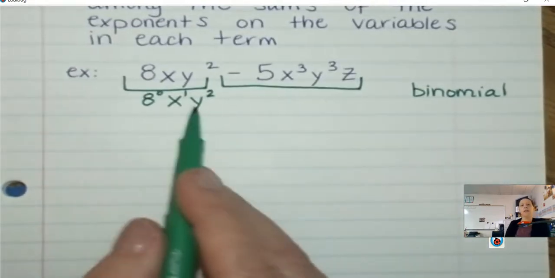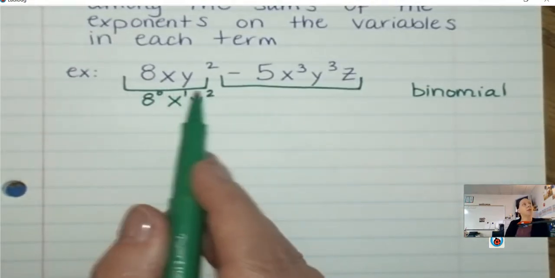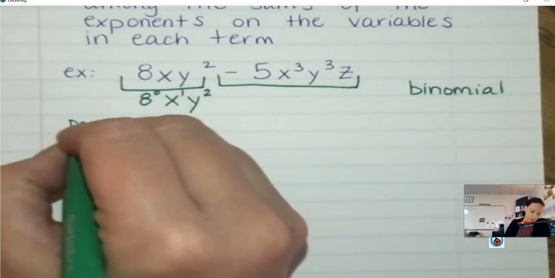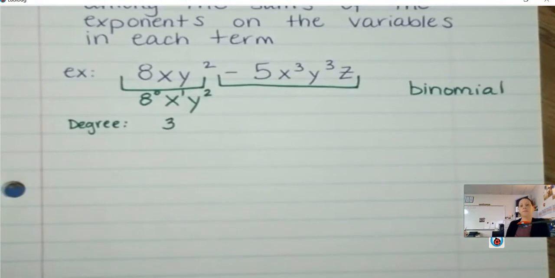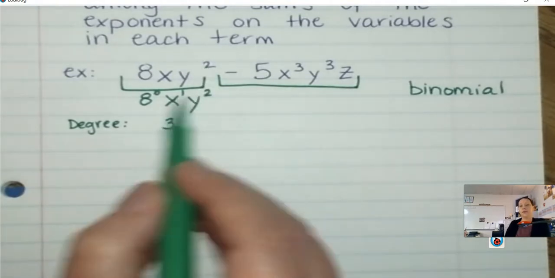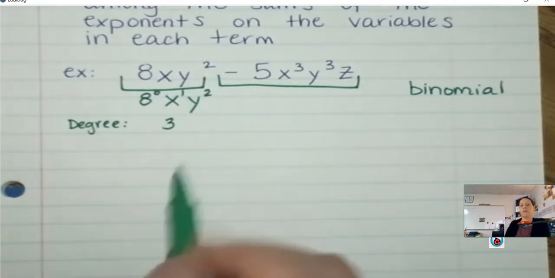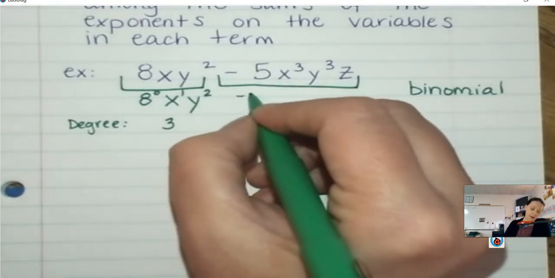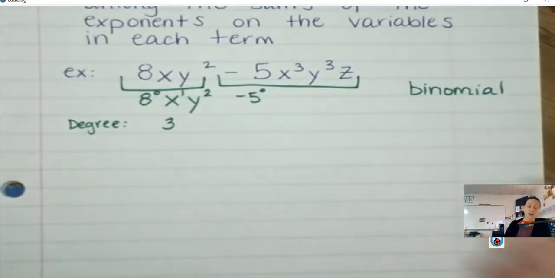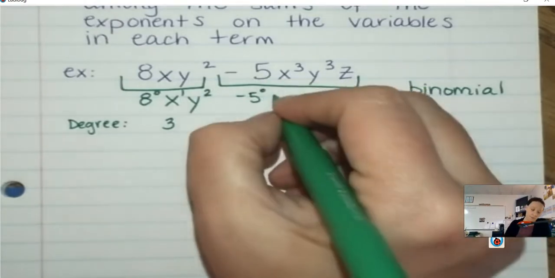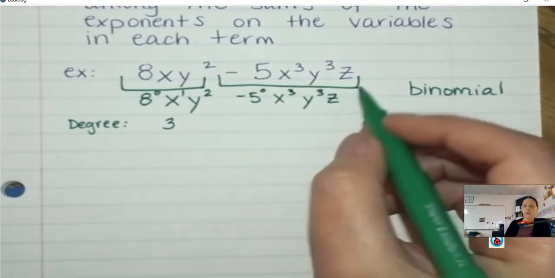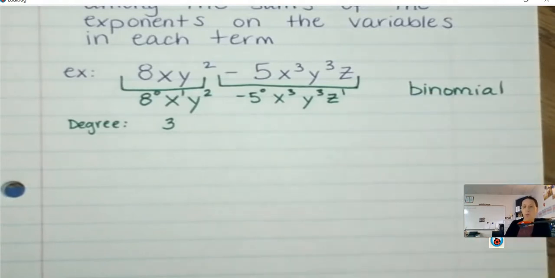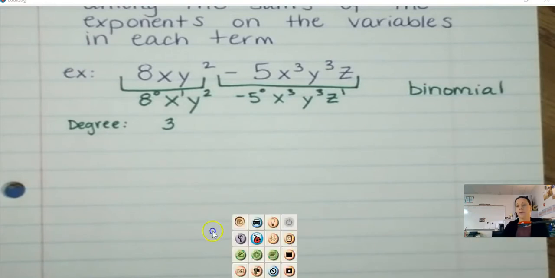So what you're doing is you're adding up the exponents. 0 plus 1 plus 2. This term has a degree of 3 because I added 0 plus 1 plus 2. Here, negative 5 has an exponent of 0. X has a 3, y has a 3. Z has no exponent showing, so there really is a 1. And now I'm just adding up those exponents.